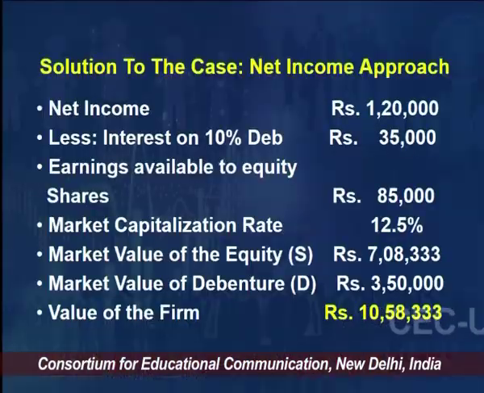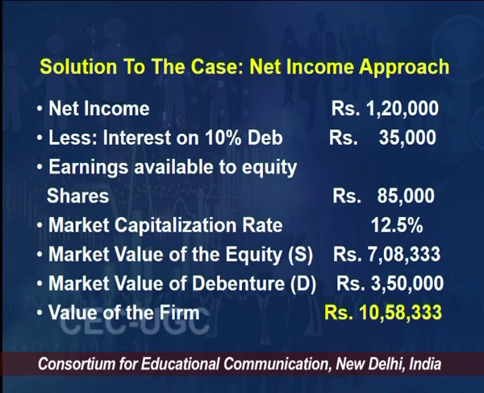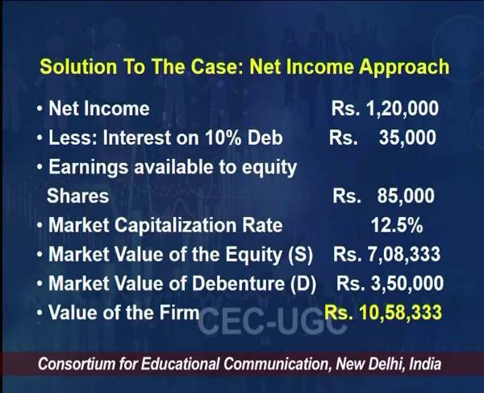So, we will start with EBIT, which is given, 1,20,000. As I said, 10% debentures are there and the value of the debenture was 3,50,000. So, it means 35,000 is the amount of interest. So, earnings available to equity shareholders become 85,000, which is 120 minus 35. So, 1,20,000 EBIT minus interest of 10% on debenture, 35,000, coming out to be 85,000.